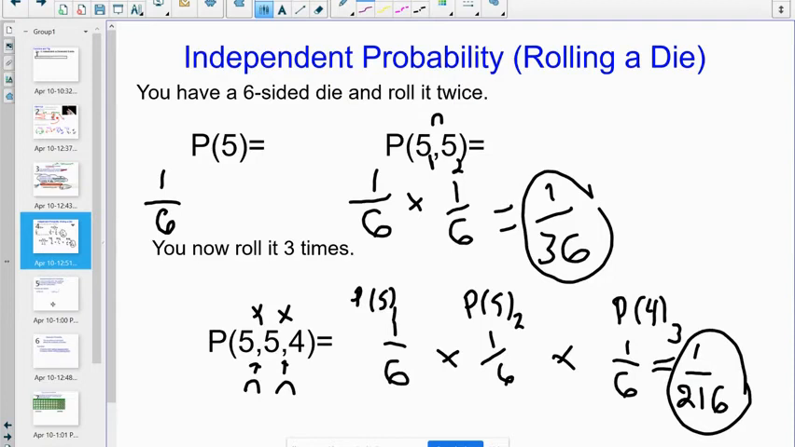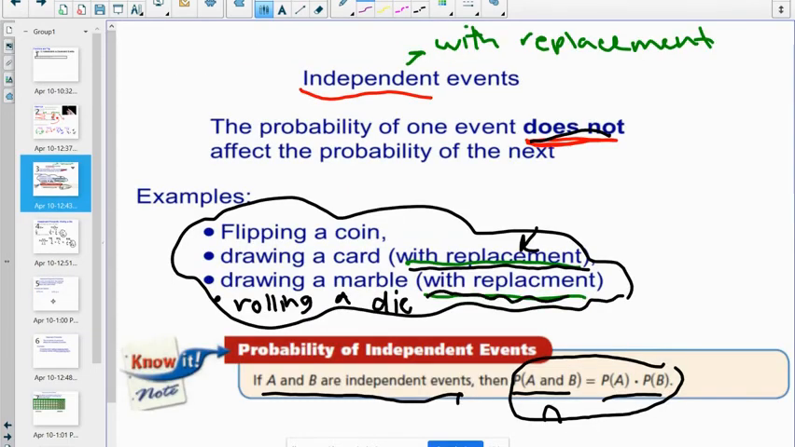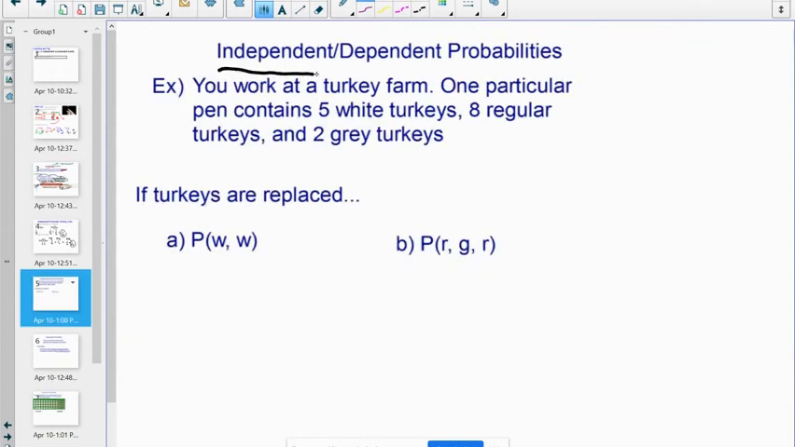So next, now that we have independent, now we're going to see, am I missing something? No, here we are. Perfect. So now let's identify if this is going to be independent or dependent. So if we're working in a turkey farm, one particular pen contains 5 white turkeys, 8 regular turkeys, and 2 gray turkeys. That's the key word here. If the turkeys are replaced, we're going to find these probabilities listed below. Remember how I said about if it's replaced? If they're being replaced, they are independent. So we know it's independent.